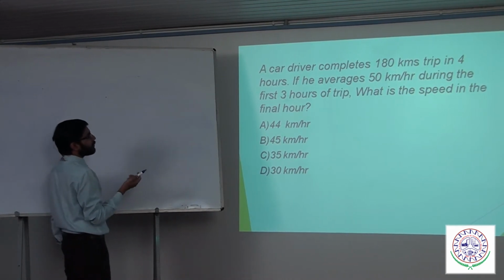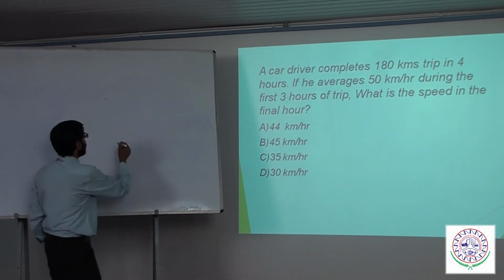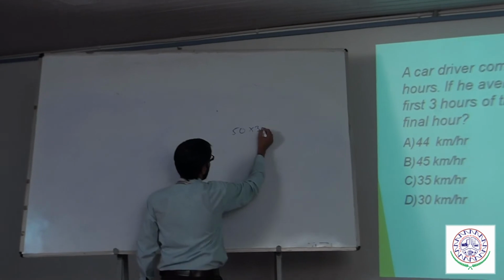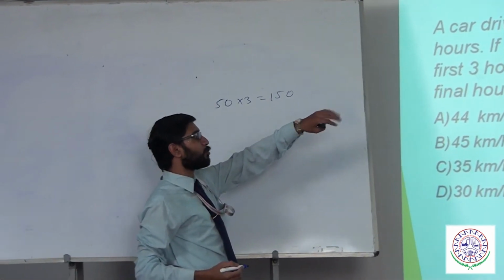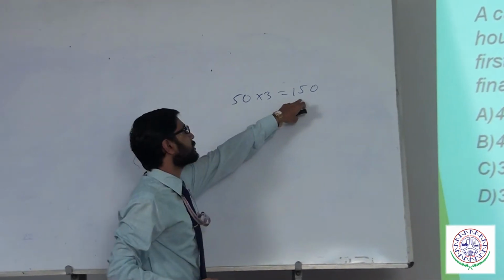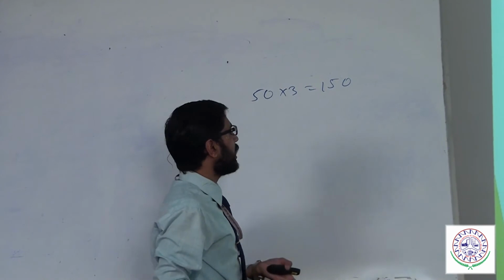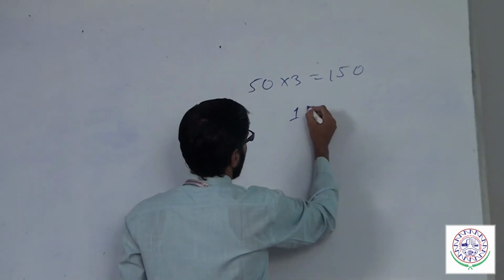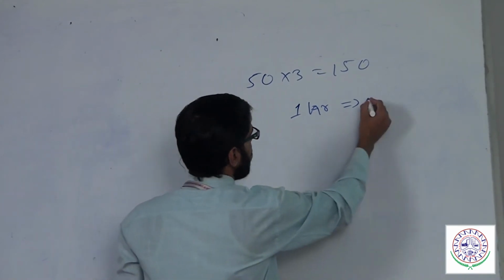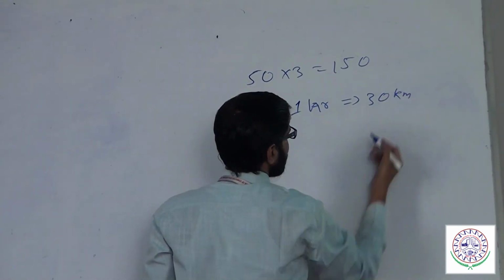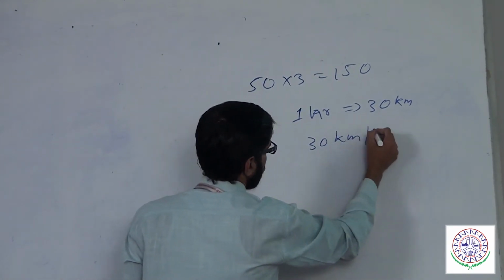If he averages 50 km per hour during the first 3 hours, if you just multiply 50 into 3, you will get 150. So the total distance he is covering is 180 km in 4 hours. In 3 hours he has covered 150. How much is remaining? 30. So in 1 hour, the distance he has to cover is 30 kilometers. So directly you can say that the speed will be 30 kilometers per hour.